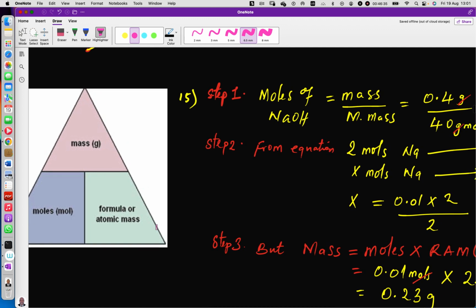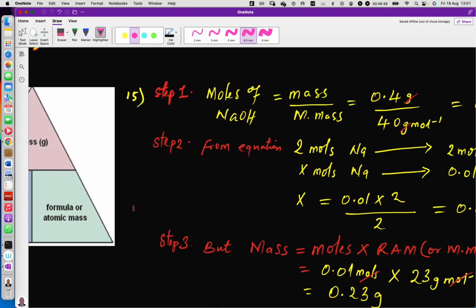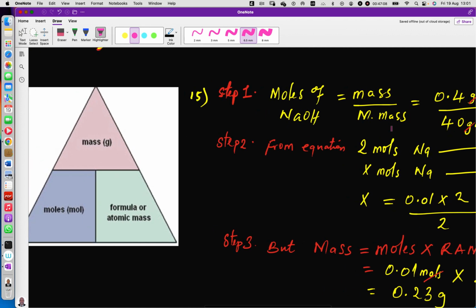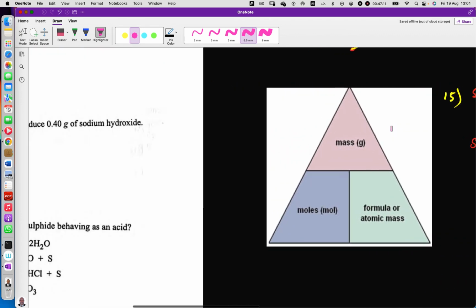So now, the moles of sodium hydroxide will be mass divided by the atomic mass or by the formula mass. So it will be 0.4, and for sodium hydroxide, the molecular mass is 40. So 0.4 divided by 40, our answer will be 0.01 moles of sodium hydroxide. That's right.